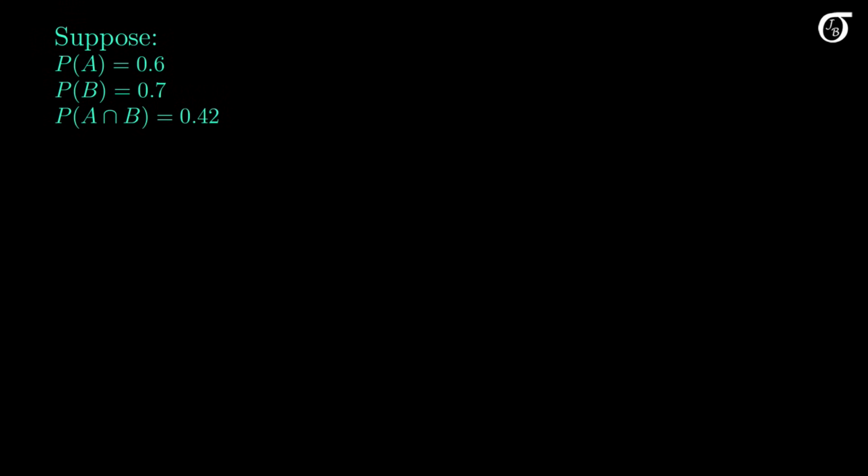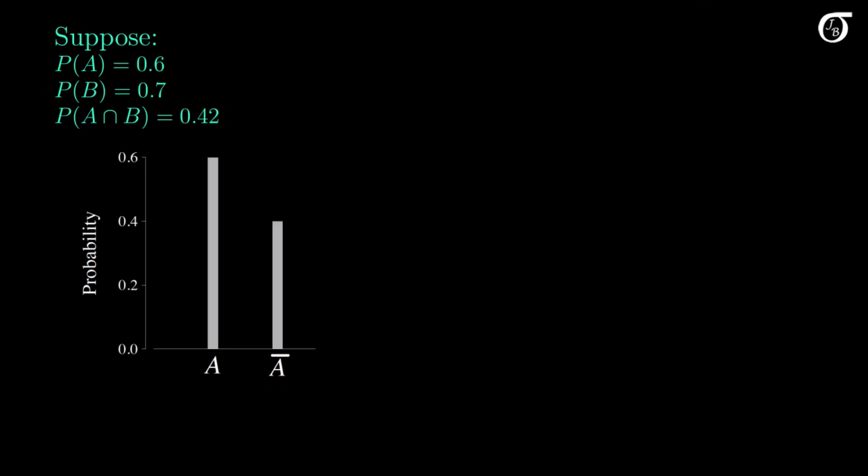Suppose we have this scenario, where the probability of A is 0.6, the probability of B is 0.7, and the probability of the intersection of A and B is 0.42. So A and B are independent here, since the probability of the intersection is equal to the product of the individual probabilities. Now let's draw a bar plot where the heights of the bars represent the probabilities of A and A complement, which, in this situation, are 0.6 and 0.4.